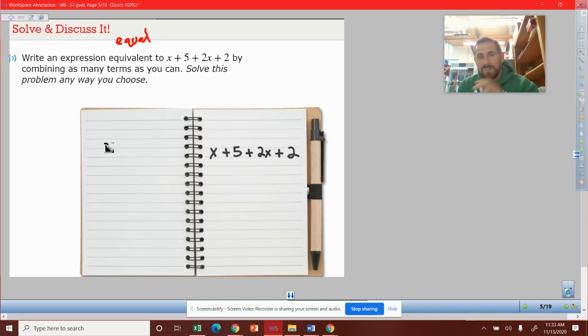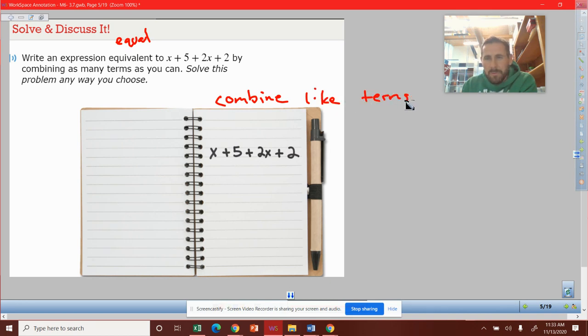So they're not just telling us to create anything that we want to, because you could get an infinite amount of things that equal this expression. But they're telling us to do this by combining as many terms as we can. So what they're really saying is combine like terms.